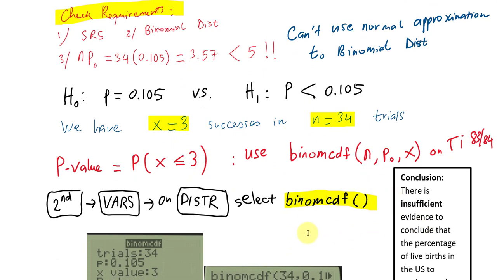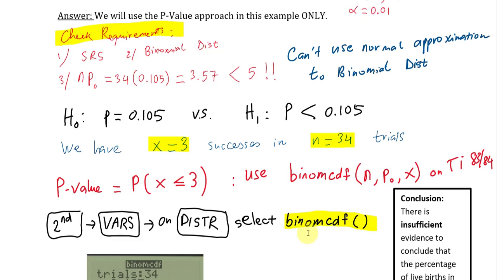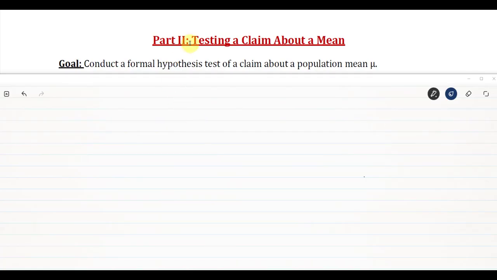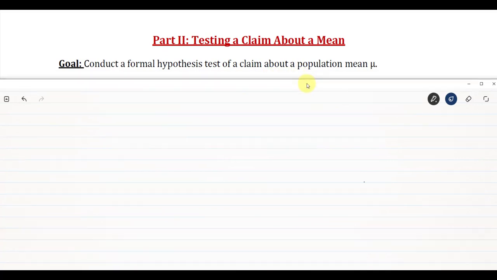Okay, so that is the example about testing a proportion using the binomial distribution when the normal approximation is not allowed. In the next part 2 here, we are going to test a claim about a mean after we learn about the proportion. Now the goal is to conduct a formal hypothesis test of a claim about a population mean mu.